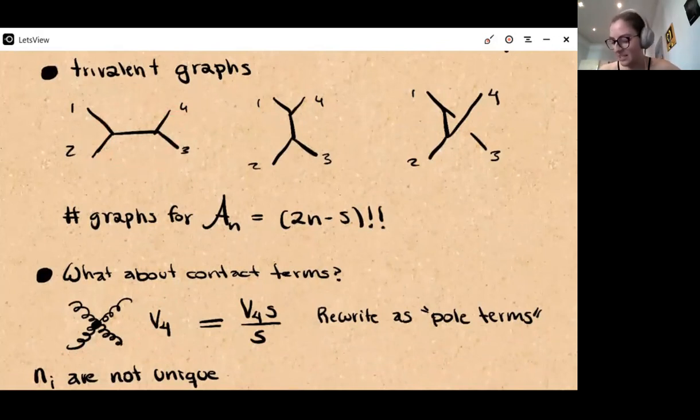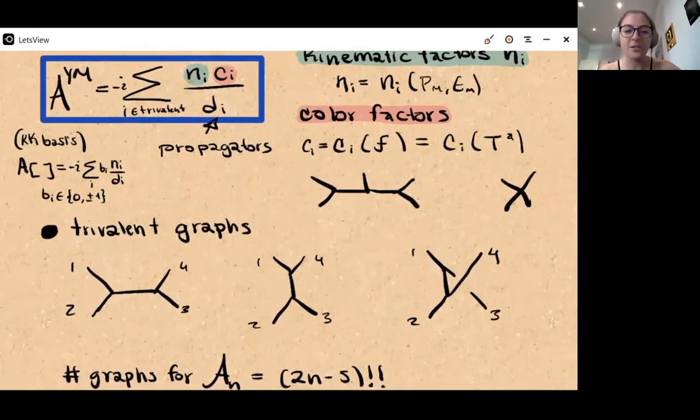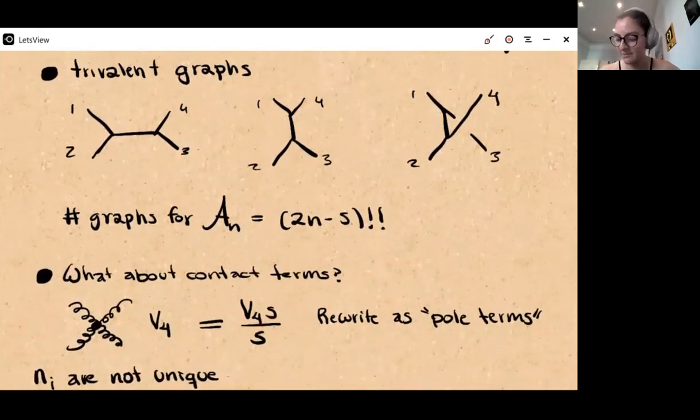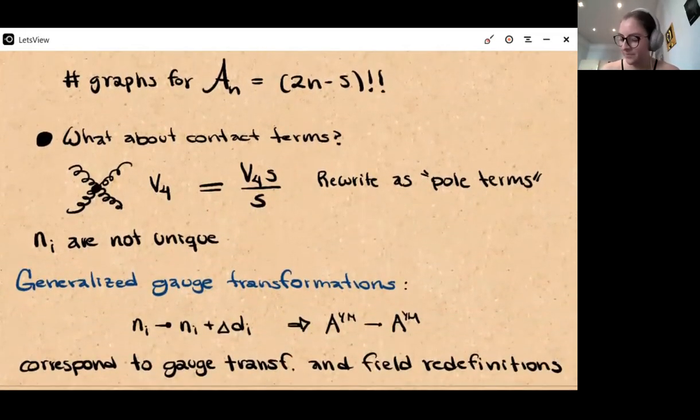And then this will have a contribution over here in one of these N_i's by something like your P4, your contact term, times an S. But that also tells you that you can just put that contact term wherever you want. You can put it on the S channel, on the T channel, the U channel, you can put it symmetric, which takes us to the fact that these N's are not unique. And in fact, the way that you can shift those N's and keep the amplitude the same is called a generalized gauge transformation.